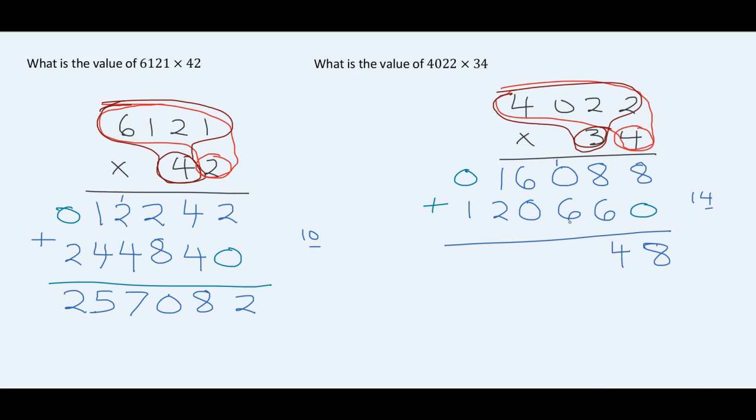1 plus 0 plus 6, we have 7. 6 plus 0, we have 6. 1 plus 2, we have 3. 0 plus 1, we have 1. So that's our answer.